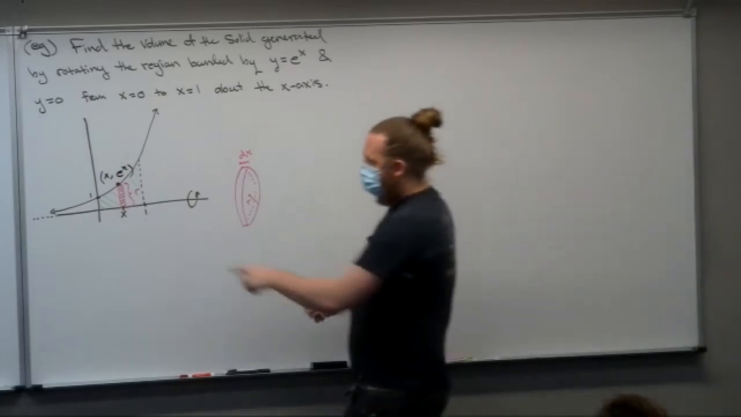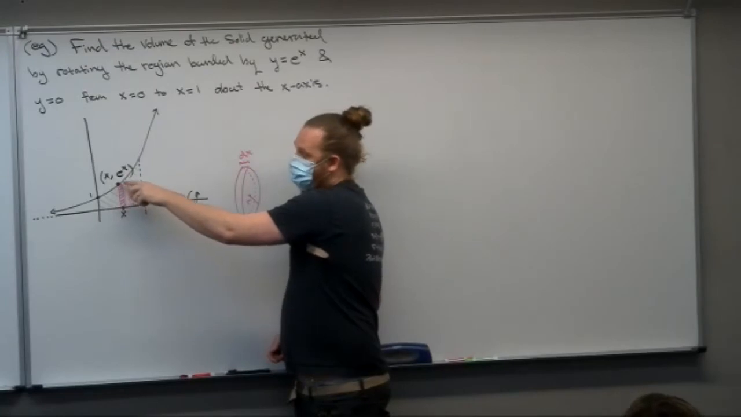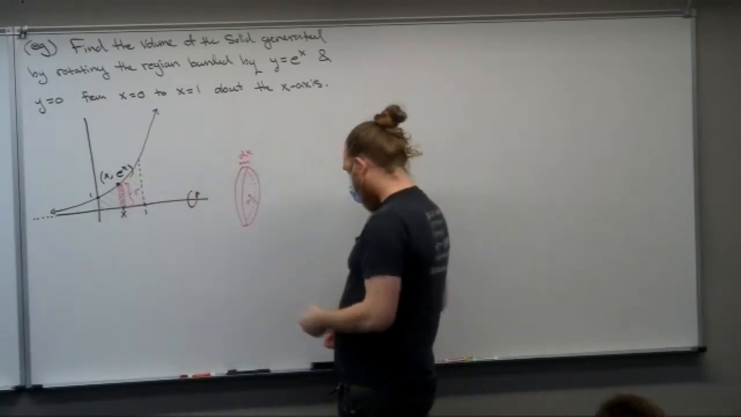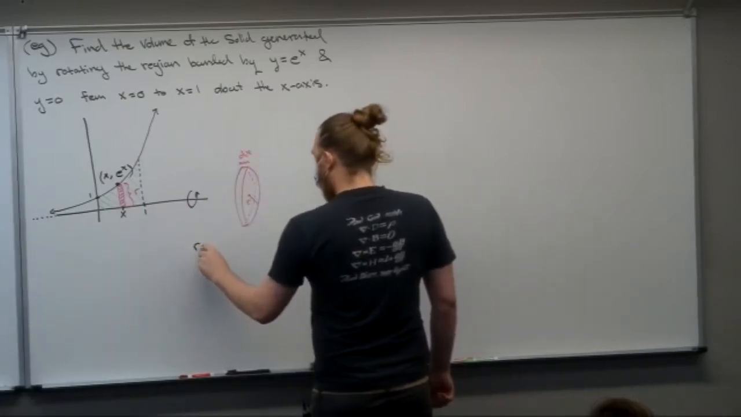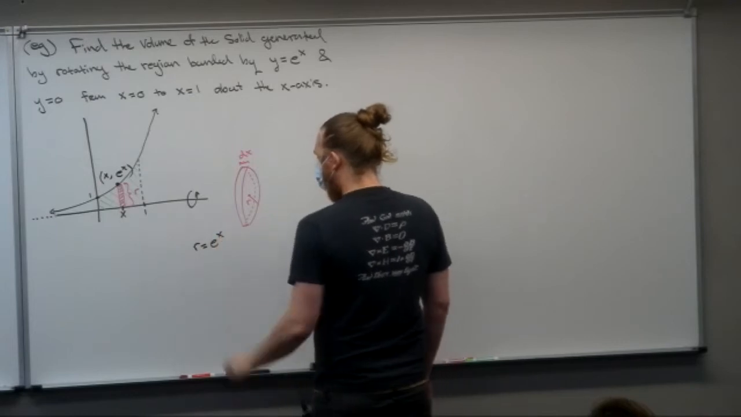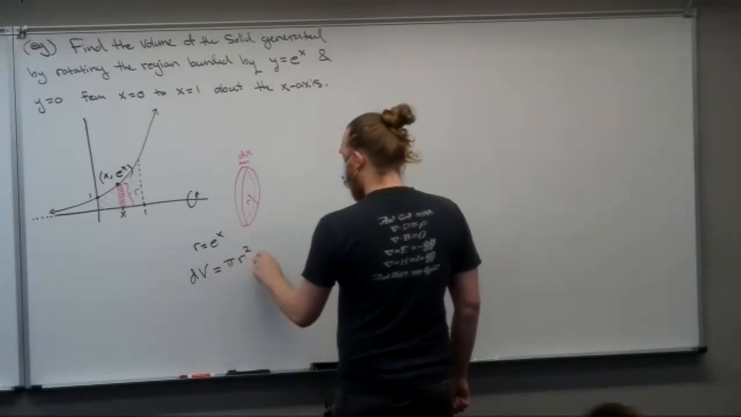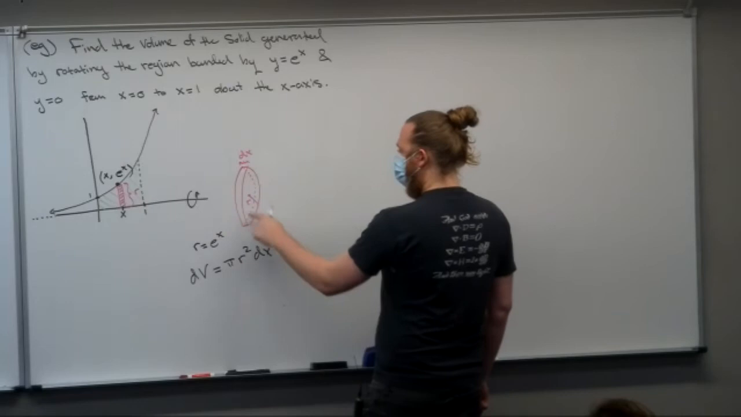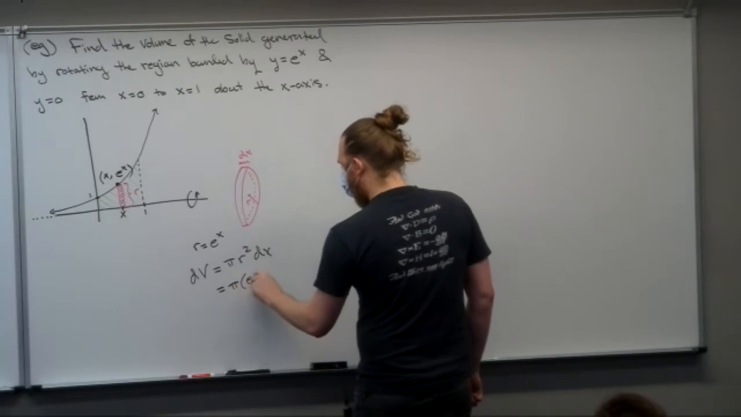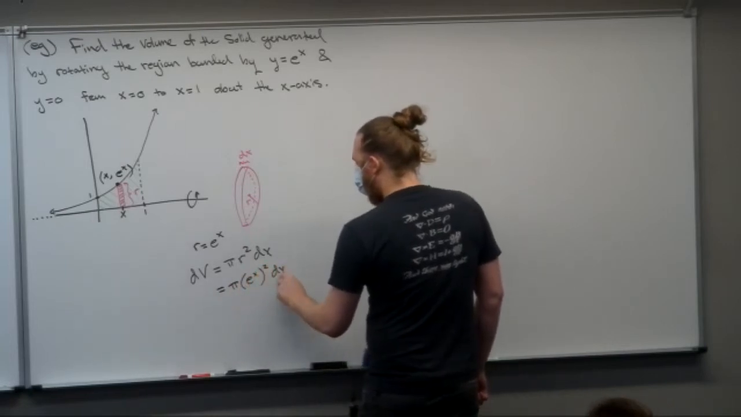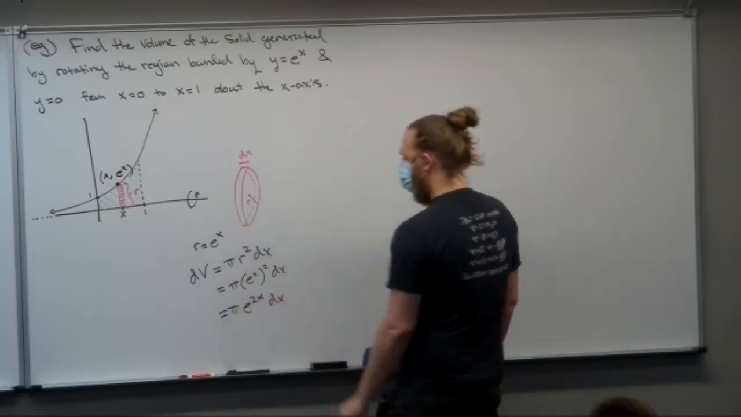Exactly. Down here at the base of the strip, this is y equals 0, the x-axis. Up here at the top of the strip, this is the y value of this point, which is e to the x. So my little radius is e to the x, which means my little differential volume is pi r squared dx. That's the area of this little circle times the thickness, which is pi times e to the x squared dx, or pi times e to the 2x dx.